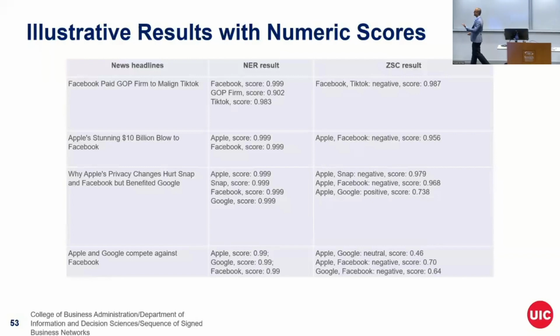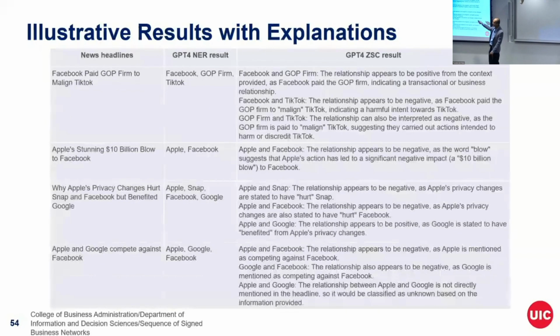If you just ask GPT or GPT-4, for example, with the same headline, Facebook paid some firm to malign TikTok, GPT-4 can also tell you what the entities in that statement are and what the relationship is between each pair: Facebook and GOP firm, Facebook and TikTok, GOP firm and TikTok. For example, for Facebook and TikTok, the relationship appears to be negative as Facebook paid something. It's actually giving an explanation.